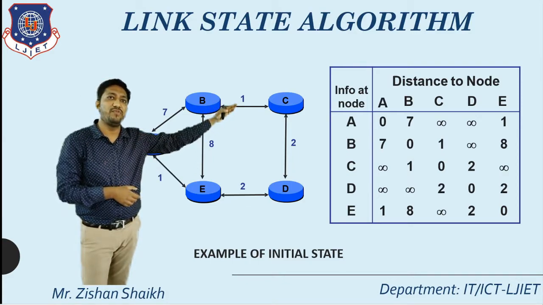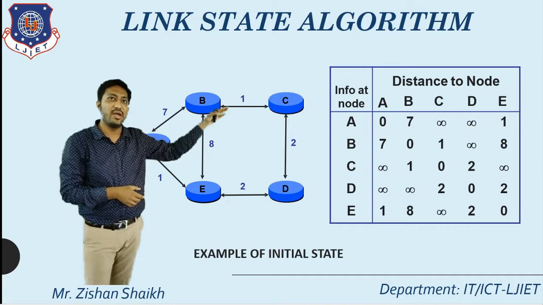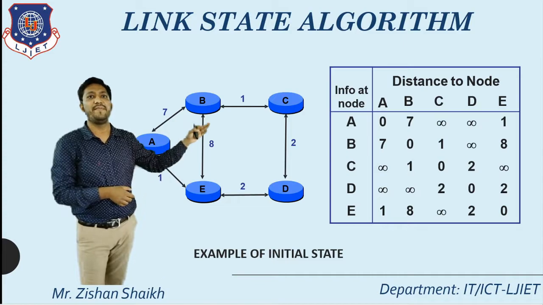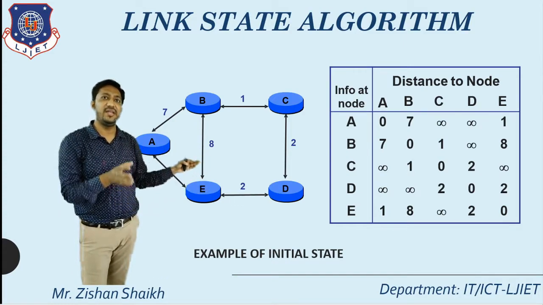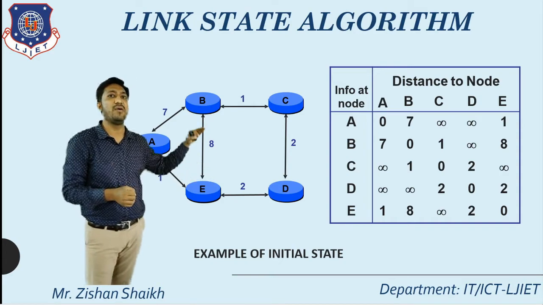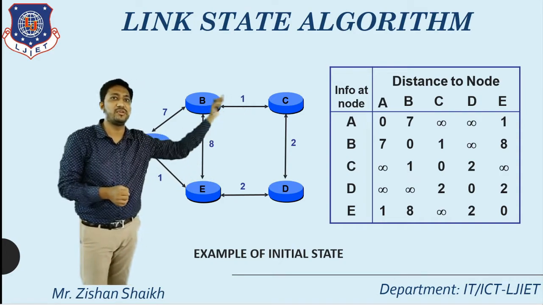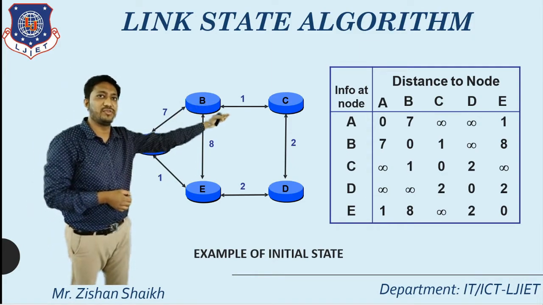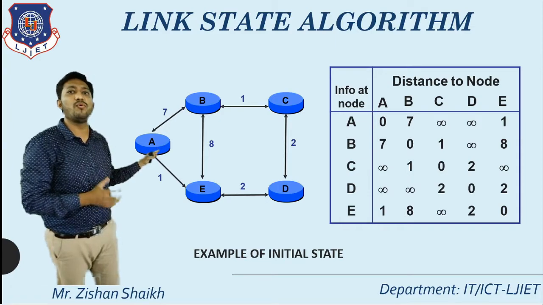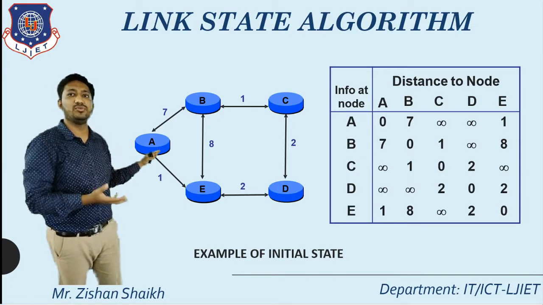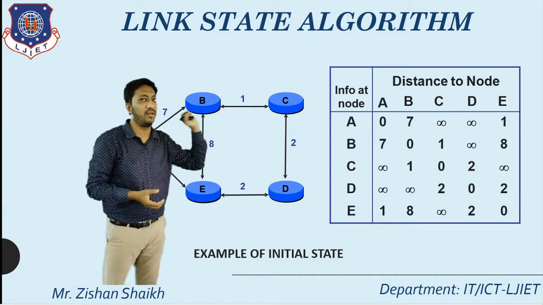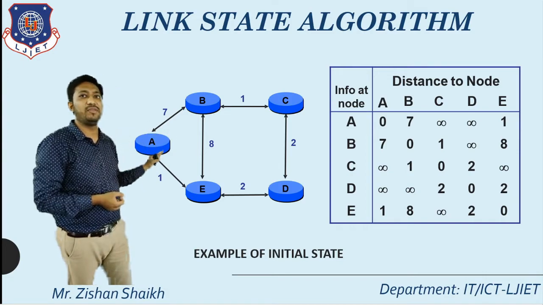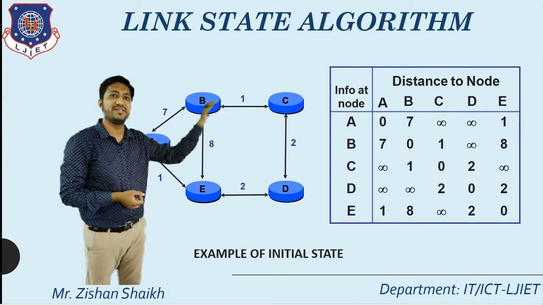In the first row we put the destination node, and in the first column we put all our available routers. So A, B, C, D, E are considered as the information of nodes, and from each node, the available cost is our row value. Suppose from A, consider the first row here. From A to A, there is no cost, so 0 will be there. Next, from A to B, I can reach directly with a cost of 7, so the value will be 7.